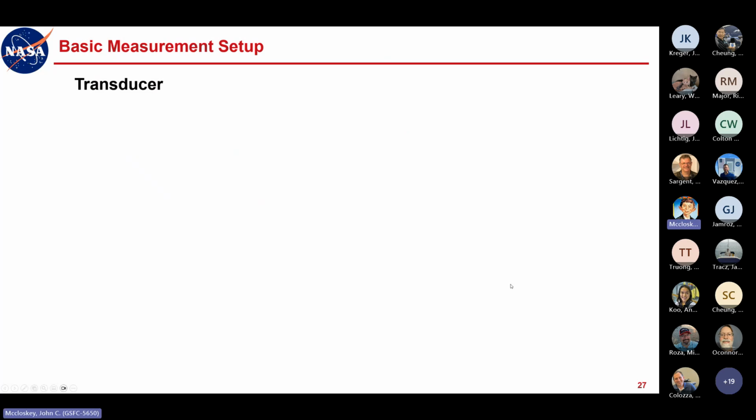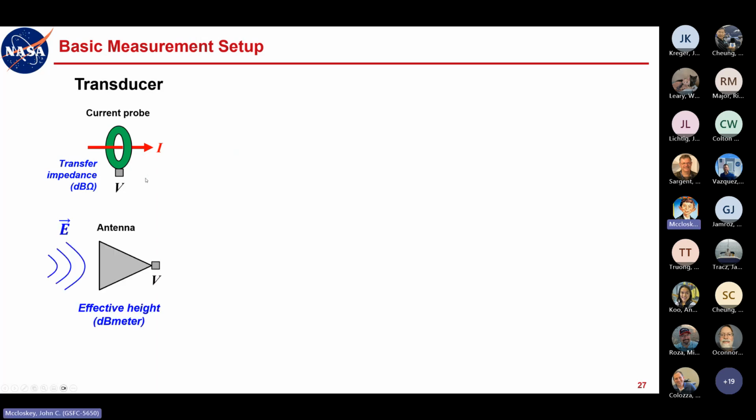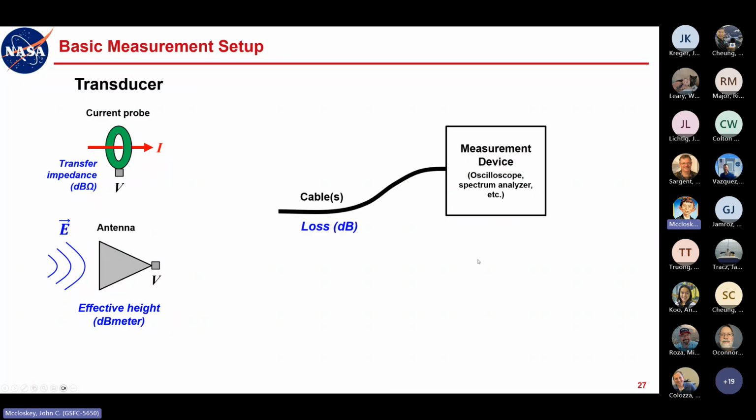So we look at a basic measurement setup. This comes from my general purpose test and measurement presentation. If you're making a current measurement, right, you start with a current probe, or if you're making an electric field measurement, you have a test antenna. So one way or another, you have some signal that's producing a voltage at the output terminals of the device. And then ultimately you're getting to your measurement device, an oscilloscope or spectrum analyzer, EMI receiver, what have you, that's ultimately tapping off some potential at its input connector.